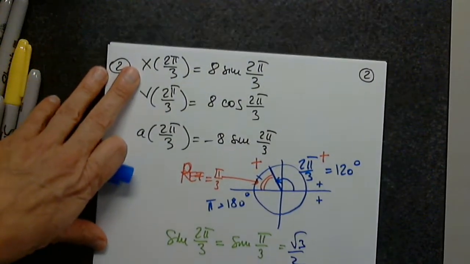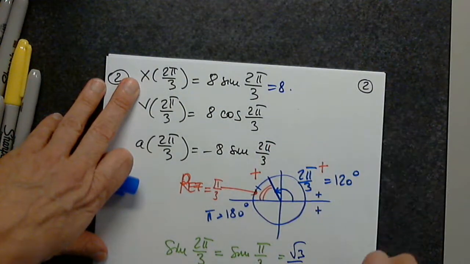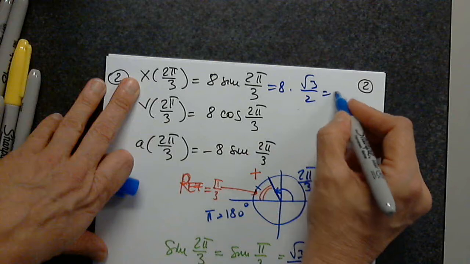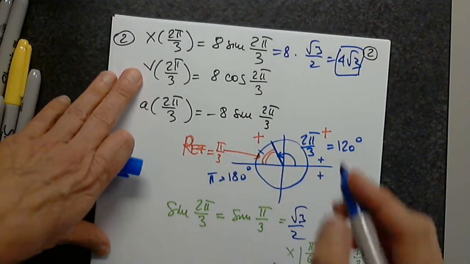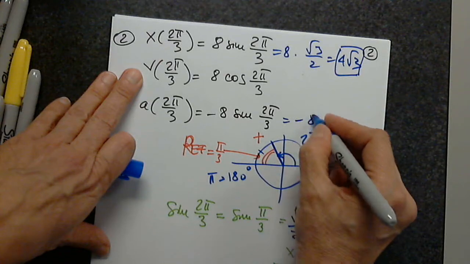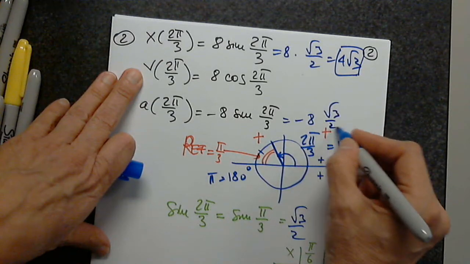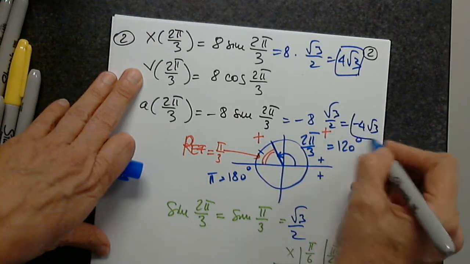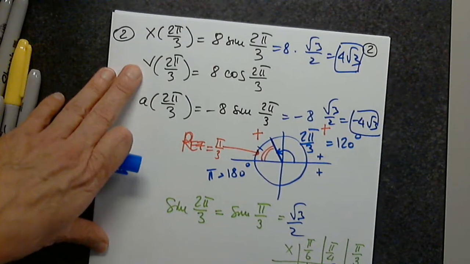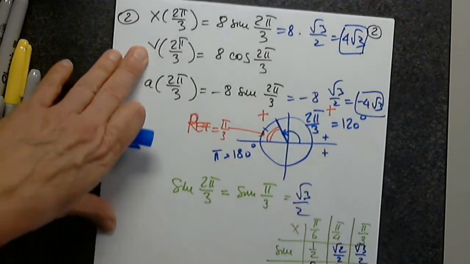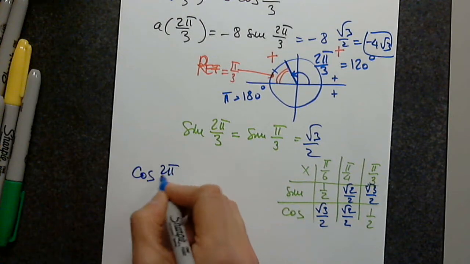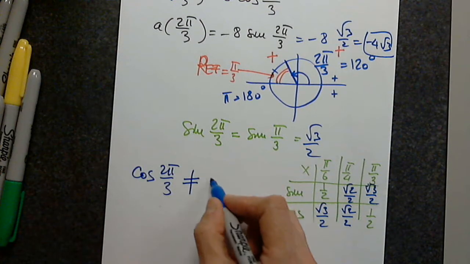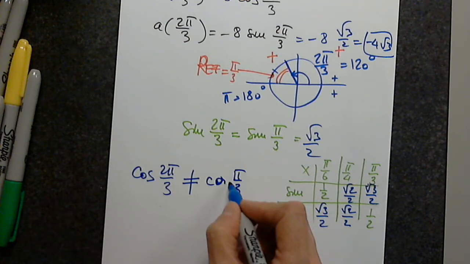So then I can come back here and write 8 times the square root of 3 over 2, which will be 4 square root of 3. And I also can come back here, negative 8 times the square root of 3 over 2, which is negative 4 square root of 3. Now, careful with cosine, because cosine 2 pi over 3 will not equal cosine pi over 3. Why?